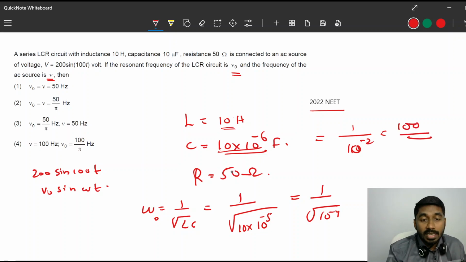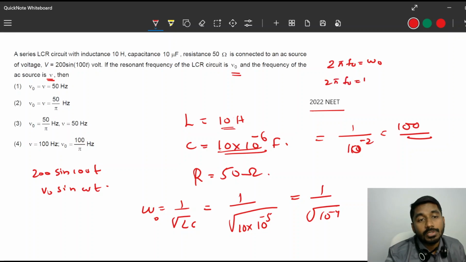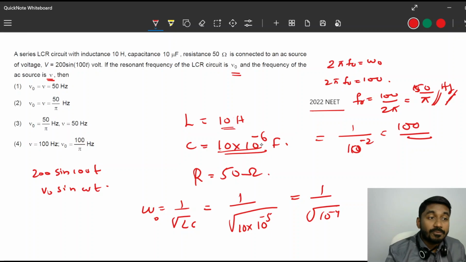So what is omega0? The resonant frequency happens at omega0 equal to 100. And we know that 2 pi f0 is equal to omega0, and 2 pi f0 is equal to 100. And f0 is equal to 100 by 2 pi, which is equal to 50 by pi hertz, the resonant frequency.